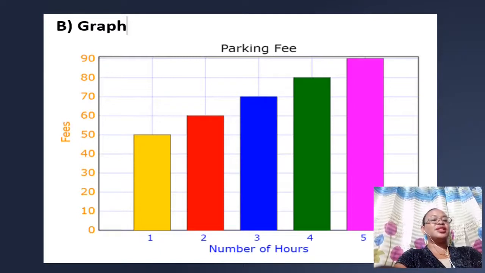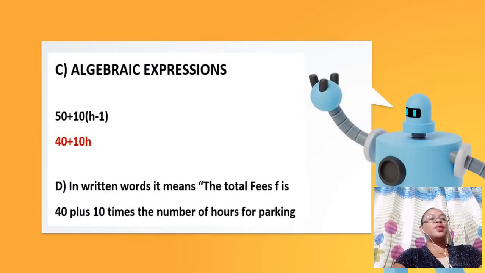And so that is why for each number of hours that we park, we have 40 plus 10 times h. Okay? So that is how we represent the situation using a graph. Okay. Next, we will have our representation using algebraic expressions. So I've already discussed this.